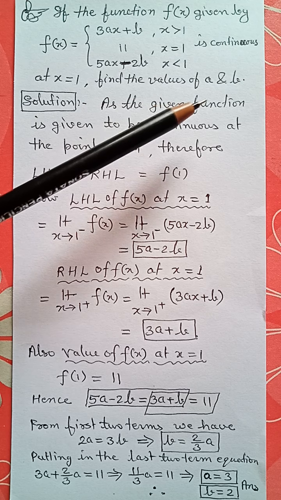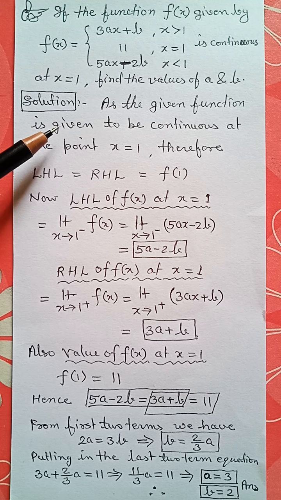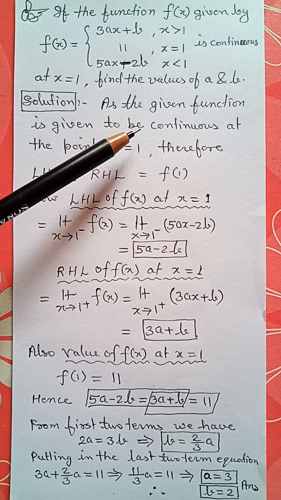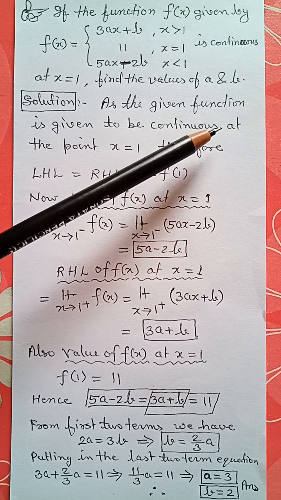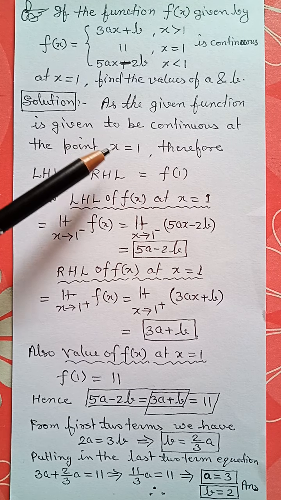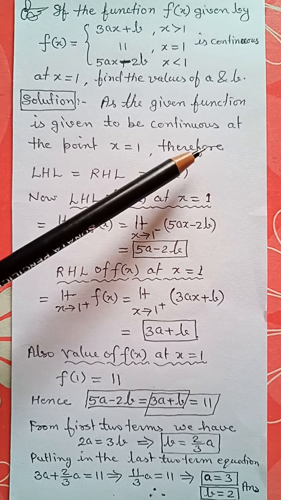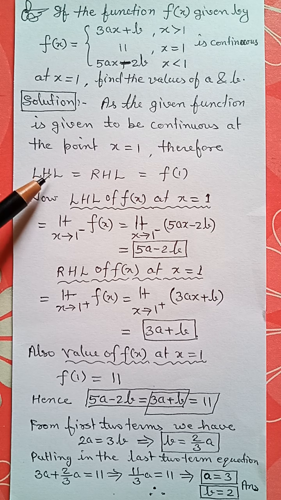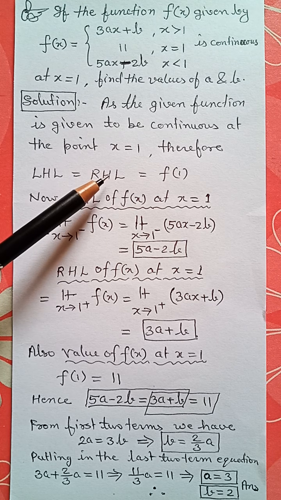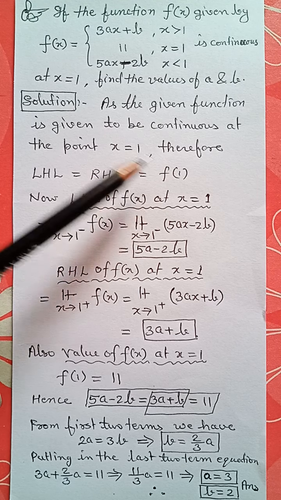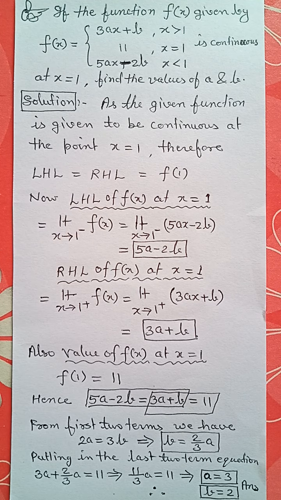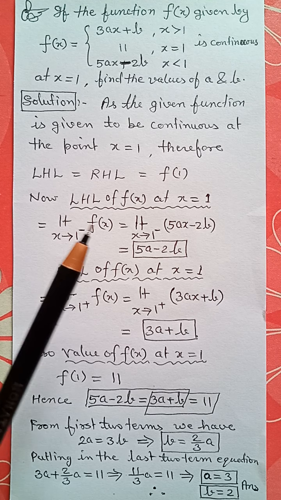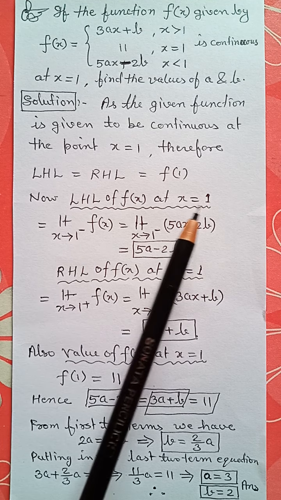As the given function is continuous at the point x = 1, the left hand limit is equal to the right hand limit, which is equal to the value of the function at x = 1. Now let us work out the left hand limit of the function at x = 1.